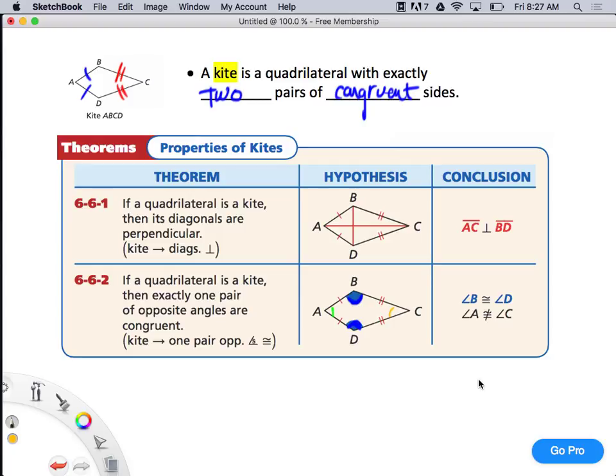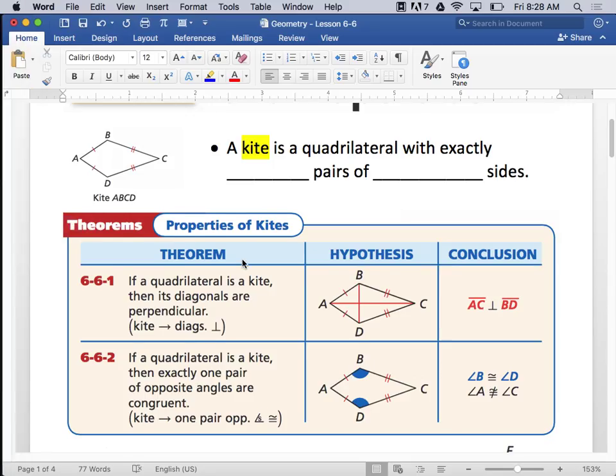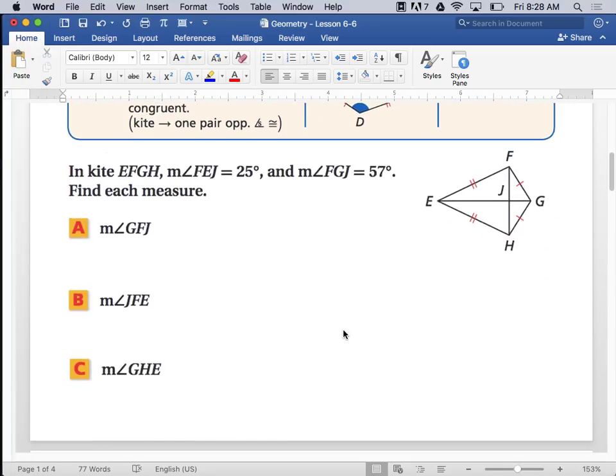Okay. Now with that, you guys should be able to do the questions that are right here. I'm going to give you a minute. They're a little bit tough, but go ahead and do them.